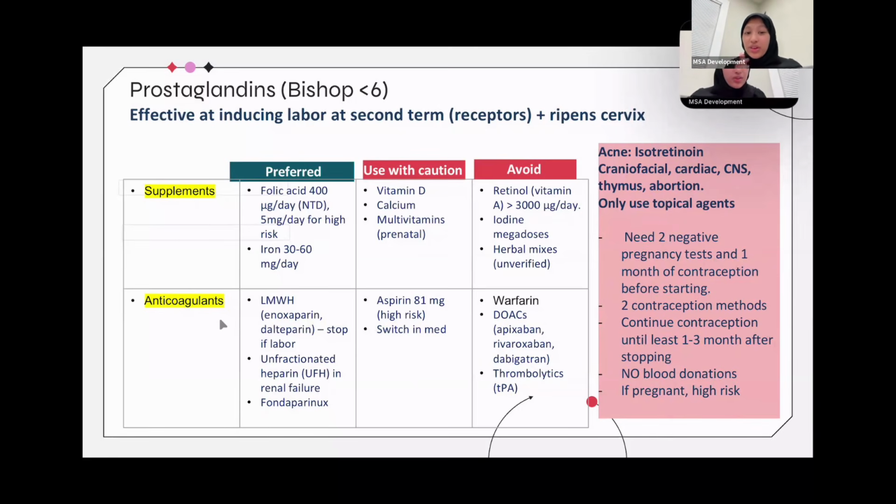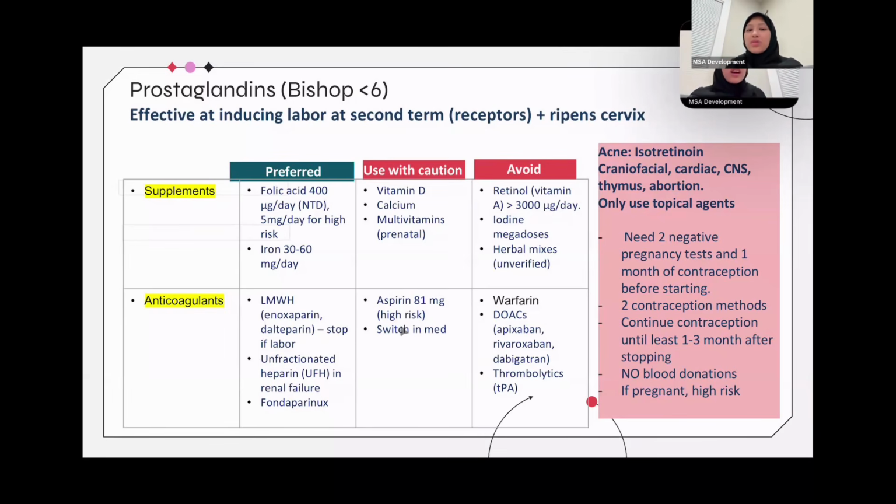Anticoagulants, we said this before. If you remember, I highlighted these because everything here is important. Preferred is heparin, any low molecular weight heparin. Stop if they're laboring. Also unfractionated heparin and fondaparinux, which is another direct one. They do not cross the placenta, so you are good. Baby aspirin is good.